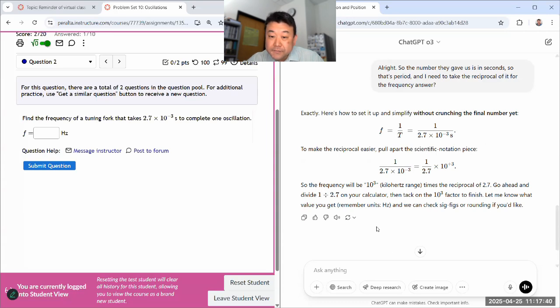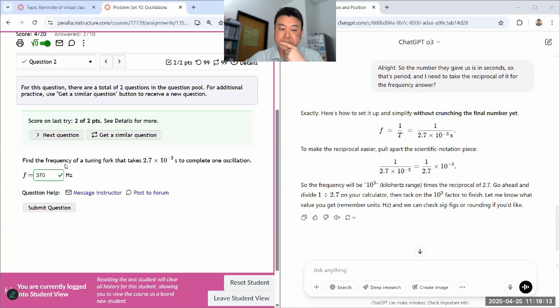So yeah, can I do this in my head? I can get close. So 1 over 2.7 will be close to 0.4, so it should be close to 400. And 2.7 is about 10% higher, so the frequency should be lower. So maybe 360. Let's guess 370 hertz. Yeah. Close enough. Within 1% of the correct answer.